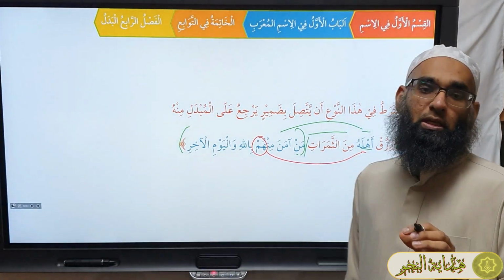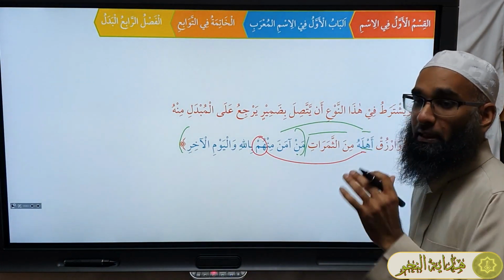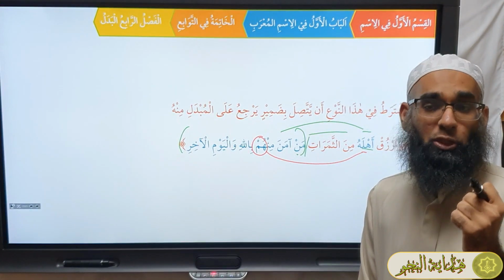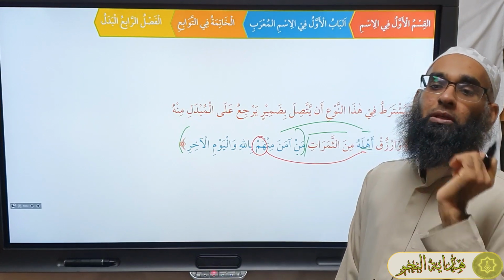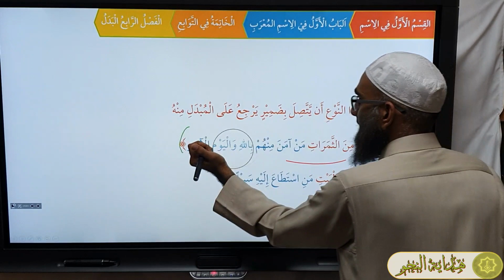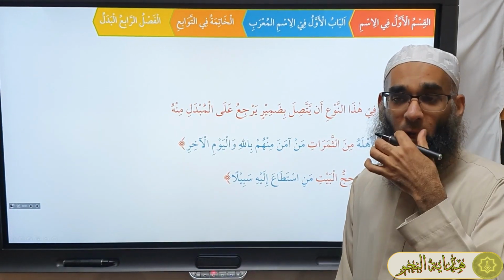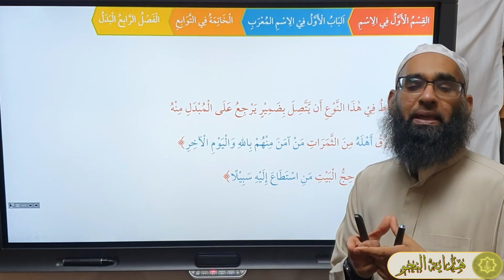So usually, some have said it's a condition, but I'm not sure about that. But that's what I mentioned in some books: that the Badal al-Ba'ad usually has a damir referring back to the Mubdal Minhu, either explicitly mentioned or implied. Another example is what Allah says, "Ala al-nasi hijj al-bayt." Upon the people is what? A hajj of the bayt.